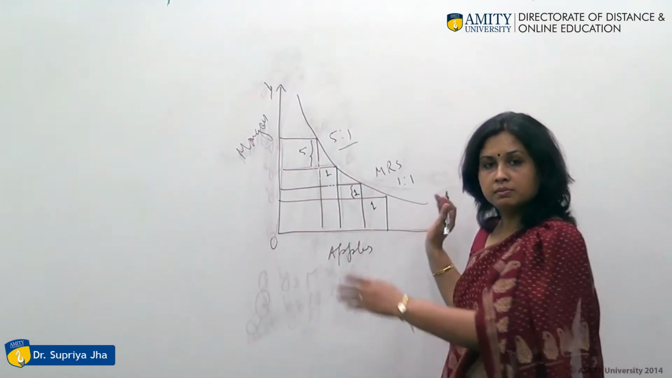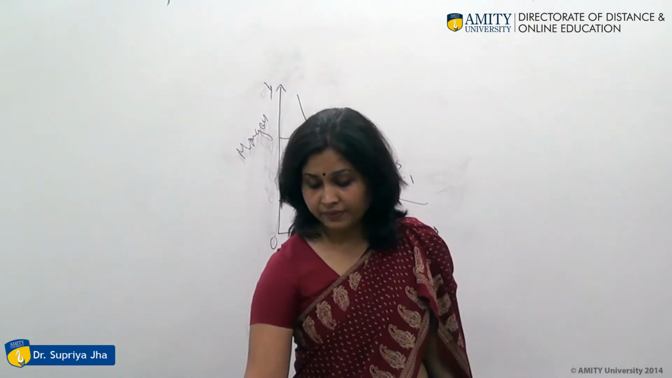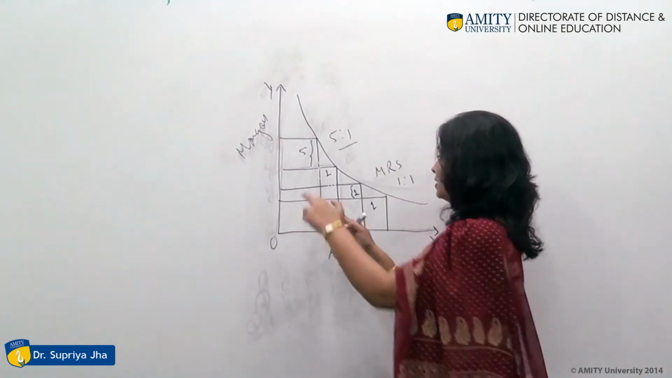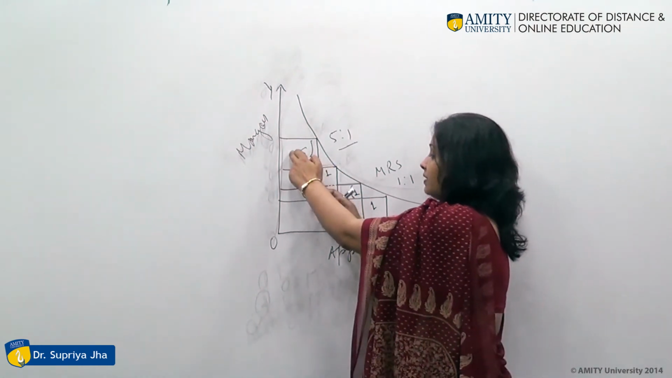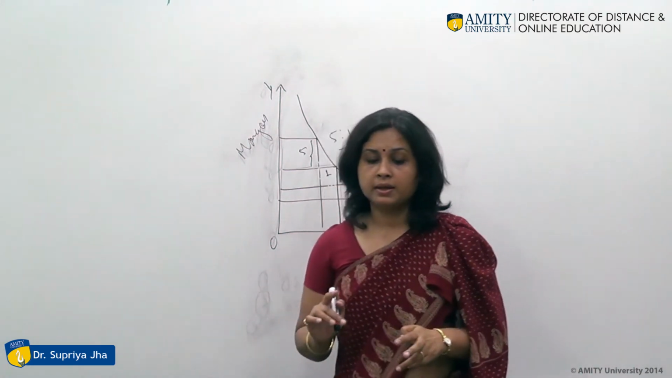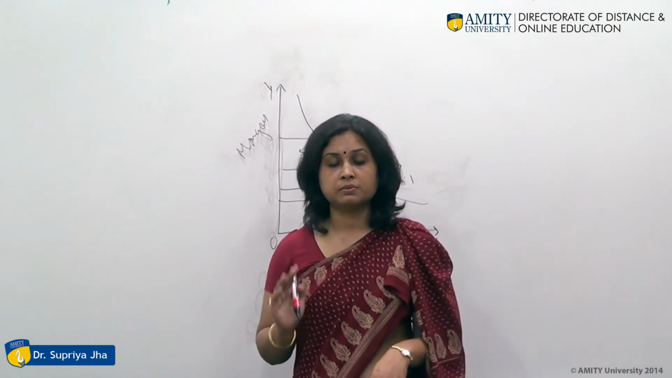So this graph is explaining the marginal rate of substitution, and we can notice that it is diminishing. That means initially it is 5:1, then it becomes 1:1. From 5 it would be 4, from 4 it would be 3, then 2, then 1. So this is known as the principle of diminishing marginal rate of substitution.